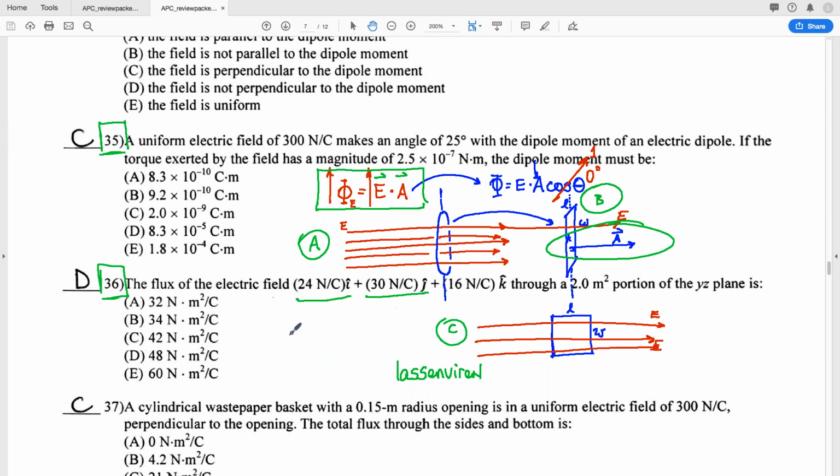30 newtons per coulomb are directed in the positive Y direction, or J hat. And 16 newtons per coulomb are directed in the K direction, out of the screen. And we have a 2 square meter section. The question then is, specifically, that 2 square meter section of a YZ plane. Again, this involves minimally some three-dimensional sketching.